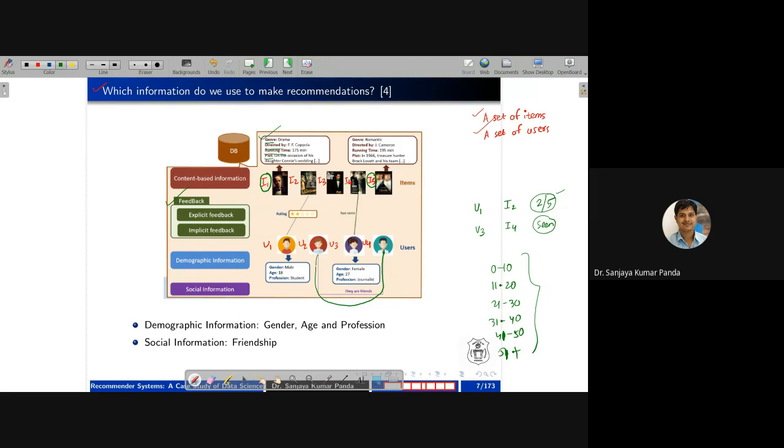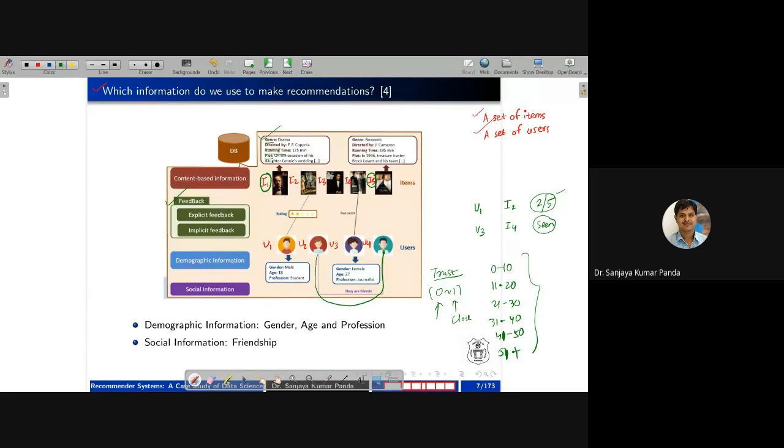Even if two users are friends of each other, you can also give a trust value. Let's say the trust value is in the range of 0 to 1. If the value is close to 1, you can say that both friends are close to each other. If the value is near 0, they are normally friends. So based upon that also you can make the predictions, right?